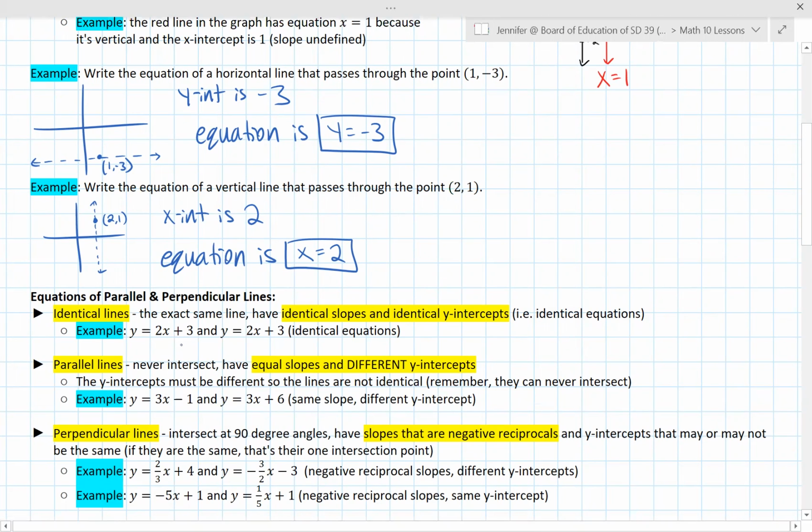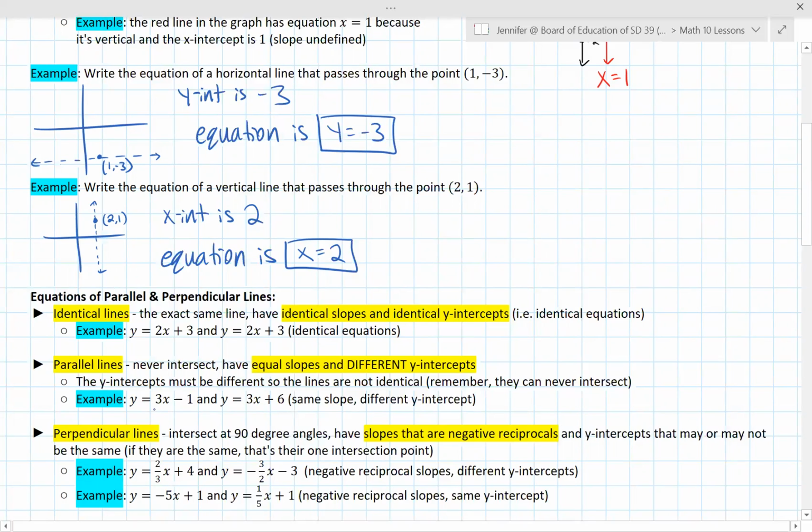So for example, 2x plus 3. If they're the exact same line, then they have the exact same slope and the exact same y-intercepts. Everything about them is the same. For parallel lines, though, we know that parallel lines have equal slopes, but what's key is that the y-intercepts have to be different. This is what differentiates between identical lines and parallel lines, is that the y-intercepts are not the same. Because if the y-intercepts and the slope are the same, you just have the exact same line. And identical lines are not parallel because they actually intersect at every single point, because they overlap at every point. So in order for them to be parallel, they have to have the same slope, but different y-intercepts.